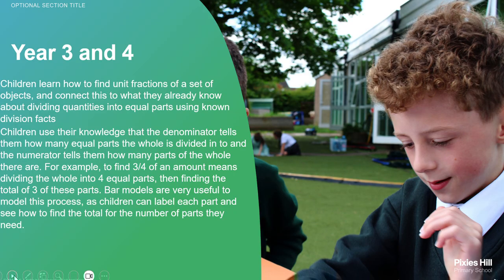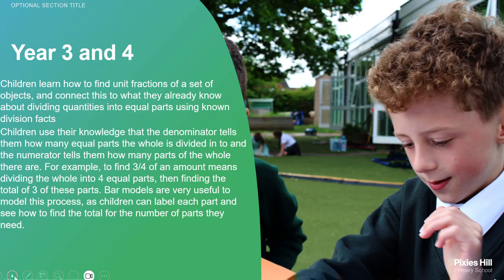In Year 3 and 4, children learn how to find unit fractions of a set of objects and connect this to what they already know about dividing quantities into equal parts using known division facts. Children use their knowledge that the denominator tells them how many equal parts the whole is divided into, and the numerator tells them how many parts of the whole there are.